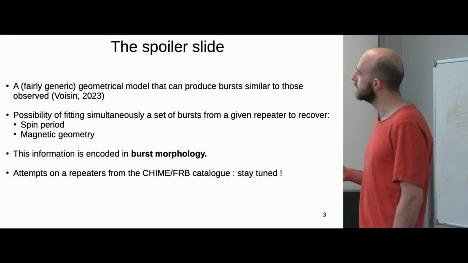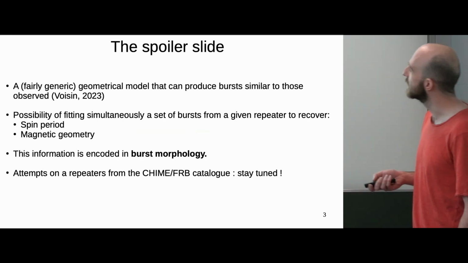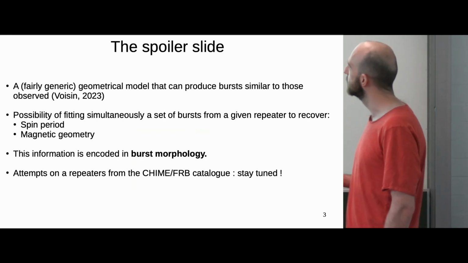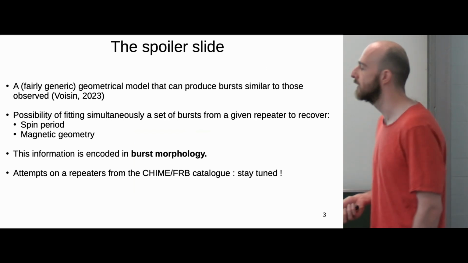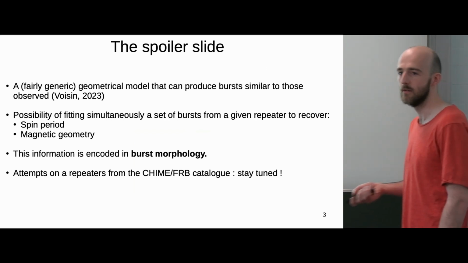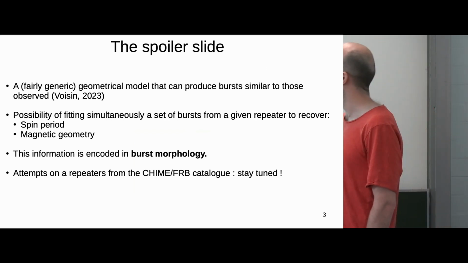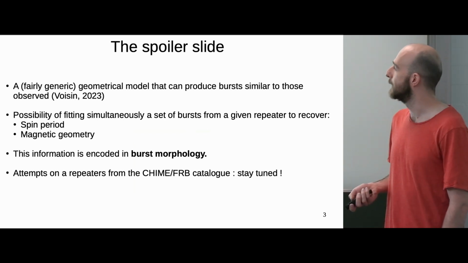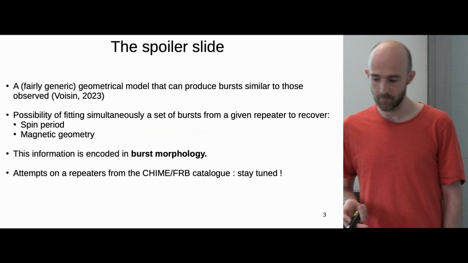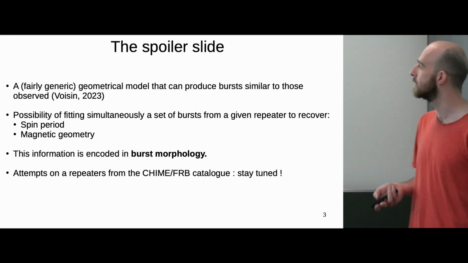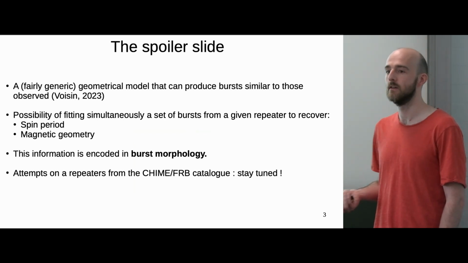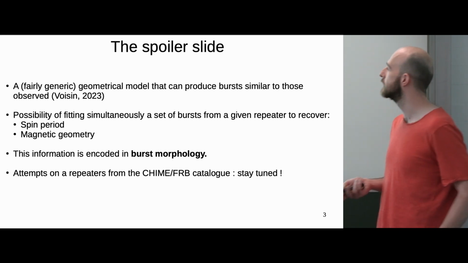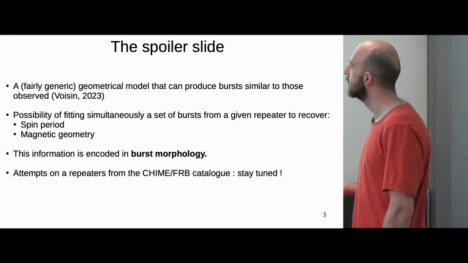So then the spoiler slide, if I may say. It says several things, but essentially the idea is to try to have the most generic possible model, and the simplest one as well, in order to be able to produce actual observables in terms of dynamic spectra, to hopefully be able to fit it to the data.